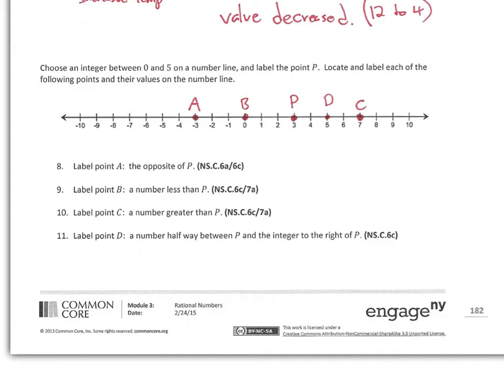You could have picked something like 2 to start, and then it would be negative 2 for A, and then a number less than could be like down here, and a number greater than could be up here, and then halfway between would be like here. It all just depends on what number you pick the first time. So it's kind of on a question by question thing. You can have a couple different answers for this one.